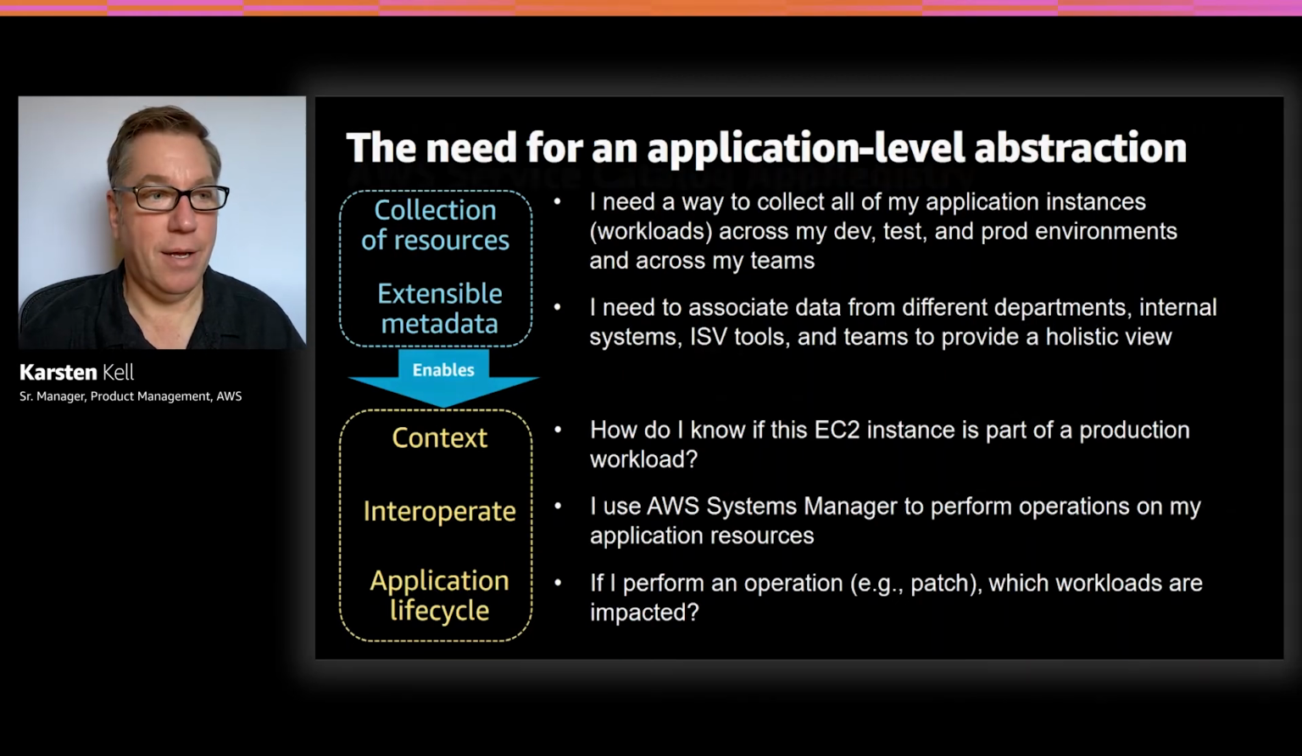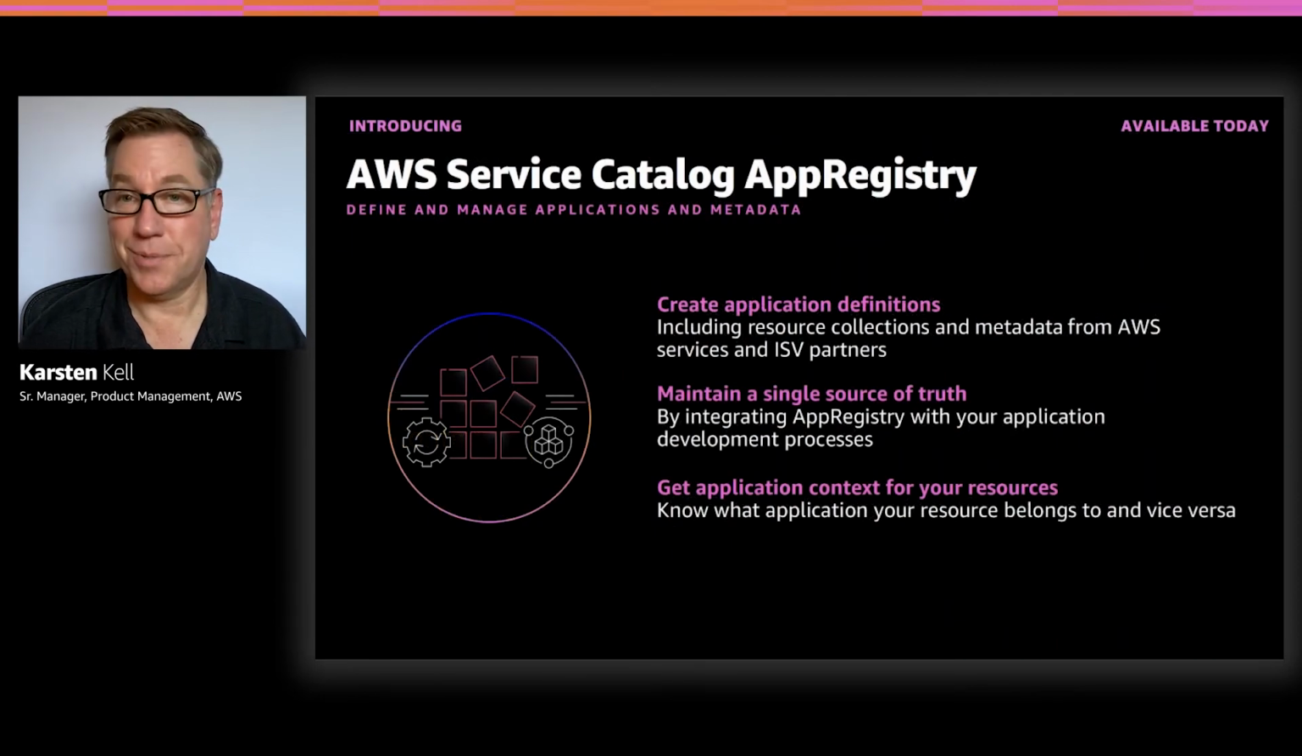So with that, we announce Service Catalog AppRegistry. And it's a way to define and manage your applications and metadata on AWS. Customers can create an application definition. They can use AppRegistry to maintain a single source of truth for their resource collections and metadata. And you can get application context for your resources.